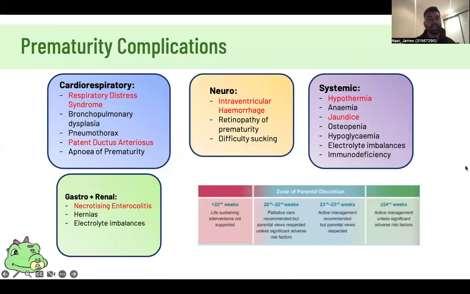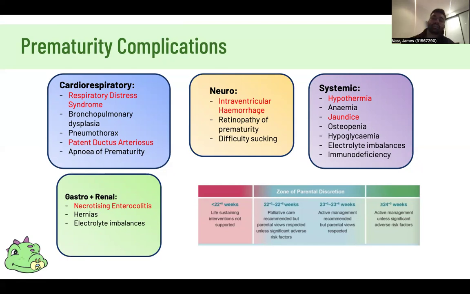In terms of some of the complications, obviously there's a lot more than this, but I decided to focus on the main sort of systems. So from a cardiorespiratory aspect, RDS is a big one, which we'll talk about in a little bit, but from a cardio aspect, patent ductus arteriosus is something that does occur. Neuro, your main thing would be an intraventricular hemorrhage, although retinopathy of prematurity is also quite significant. And then from a gastro and renal aspect, necrotizing enterocolitis would be your main complication.